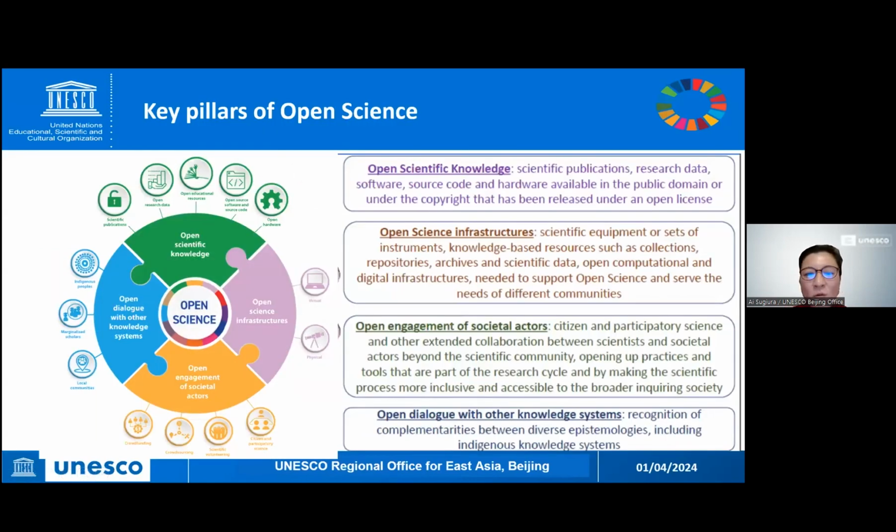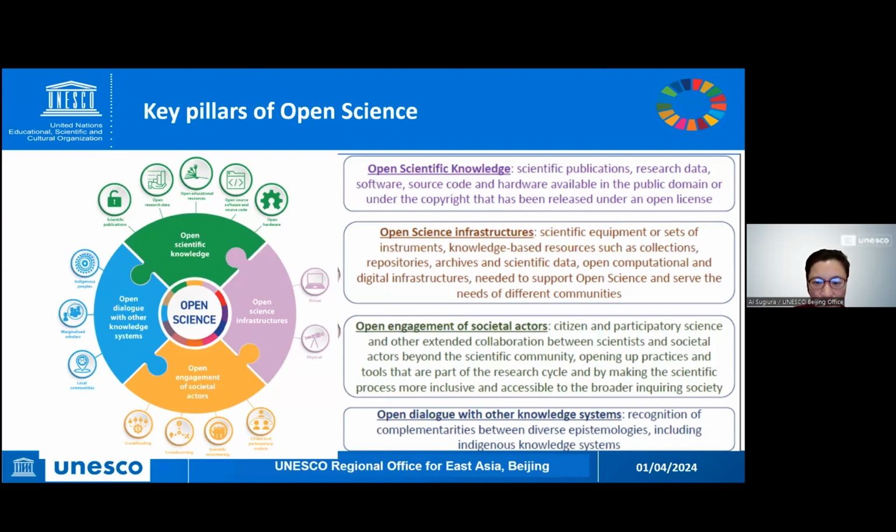Yes. So these are more like definitions of each of the parts, but maybe I can go a bit quicker. Open scientific knowledge is the publications, the data, the software, the source code, the hardware, in the public domain or under copyright that has been released under an open license. And open science infrastructures are all the equipment or sets of instruments, knowledge-based resources like collections, repositories, archives, scientific data, and computational and digital infrastructures that need to support this open science.